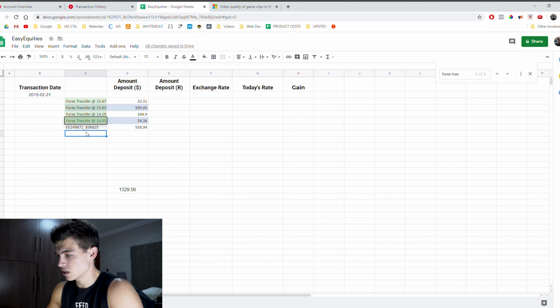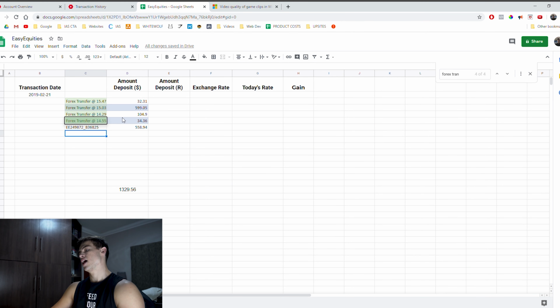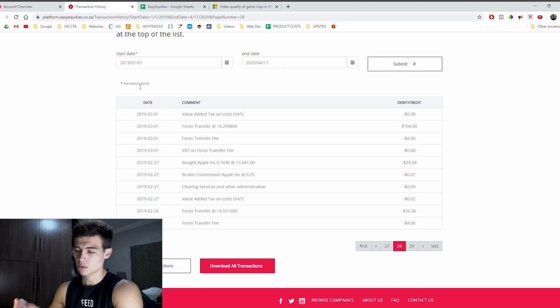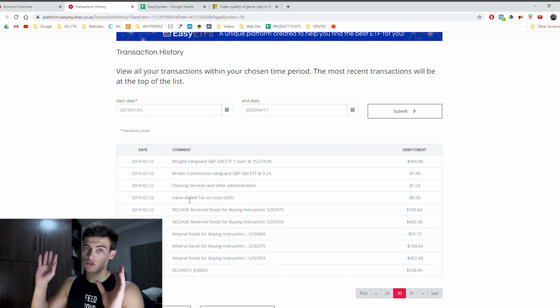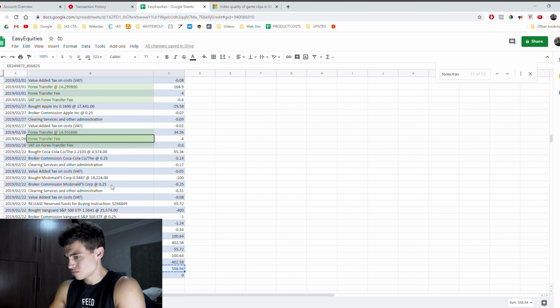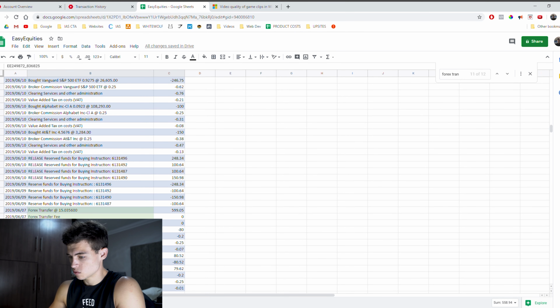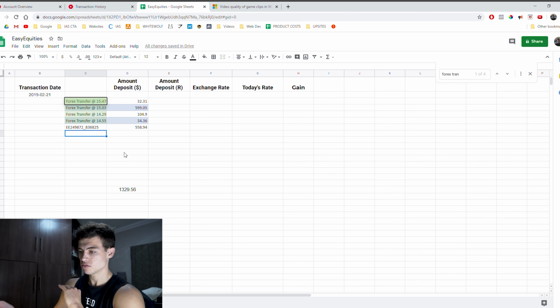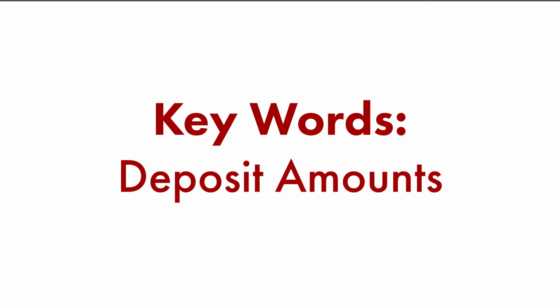So firstly, we're going to jump on Google Sheets, which is like Excel, but just Google's version. What I've done is I've extracted my transaction history from Easy Equities, which is a share trading platform, and exported that to a Google Sheet document. Here are all my transactions, dividends, whatever, fees. From that I exported a different sheet to show you the deposit amounts, what I've deposited into Easy Equities.